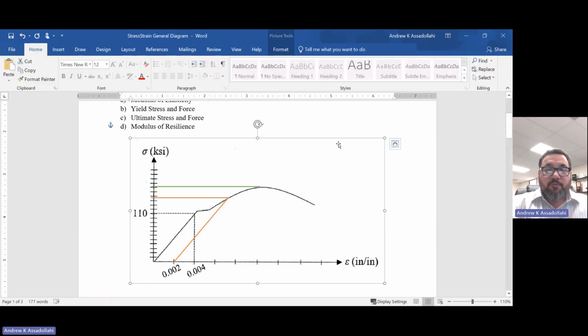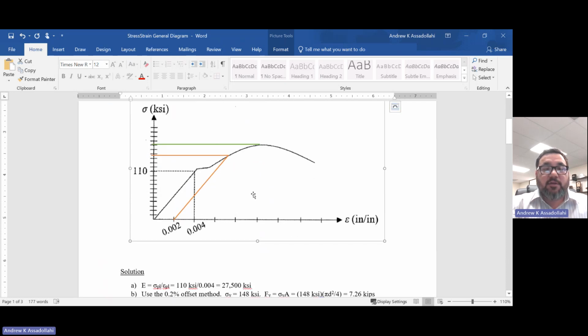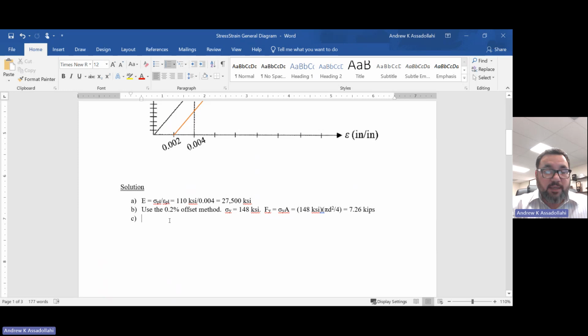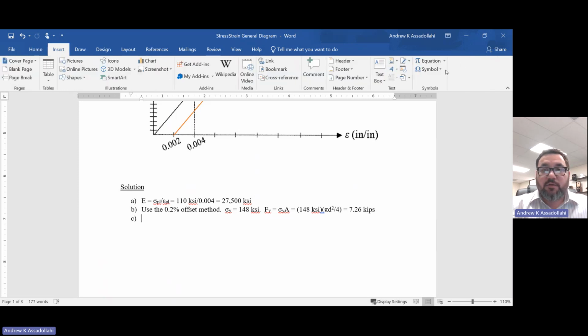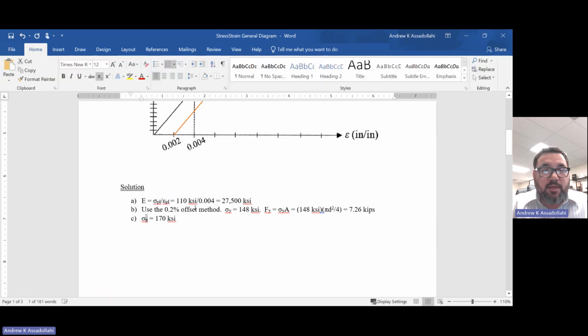And so from this green line, I can determine the ultimate stress. And again, I'm going to count by 10. So 120, 130, 140, 150, 160, that's about 170. Okay. So here I'm going to say insert symbol sigma sub U for ultimate is about 170 KSI. Okay. And then I'm going to subscript that U right there.